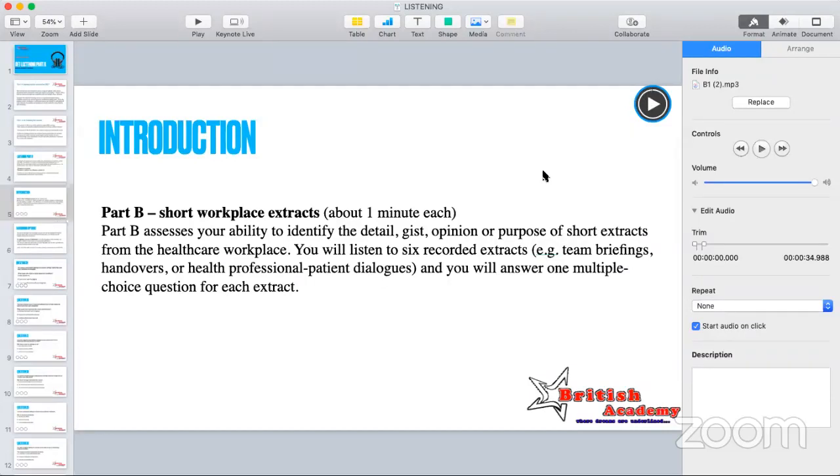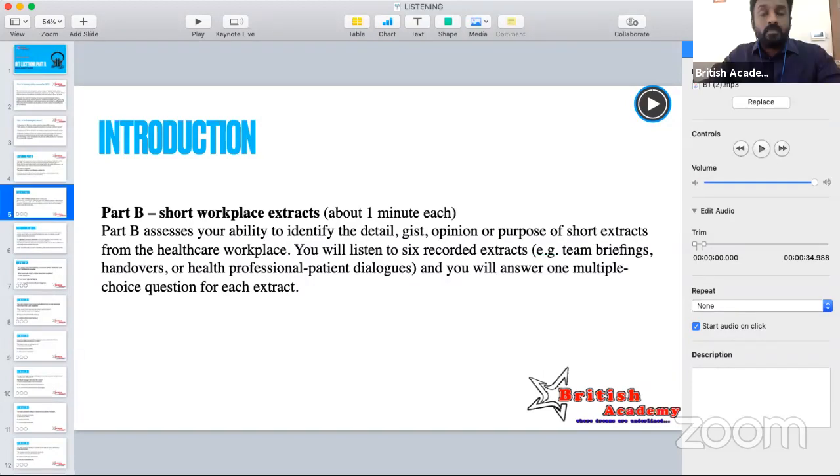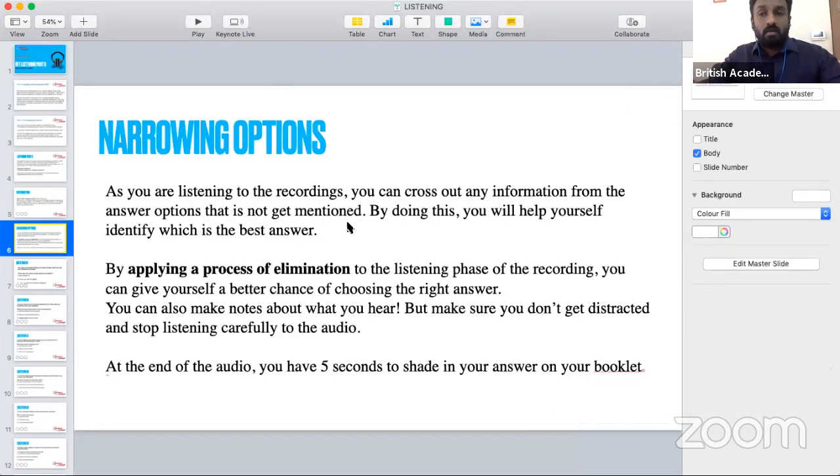Okay, so this will be the introduction part. In this part, you can definitely use this time to look at the next question which is coming, and make sure you use the technique called narrowing the options. When you're doing the listening test, narrowing options will be the best method, which will help you reach the right answer.